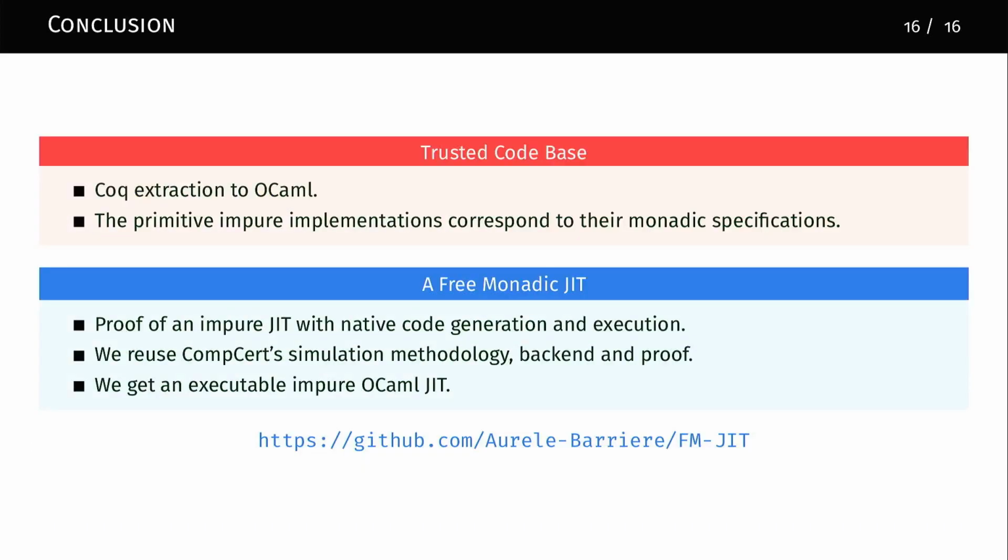In conclusion, we have added some things in our trusted code base because now for each of the primitives, we have to trust the state monadic specifications of them. But now we finally have a formally verified JIT that contains native code generation and execution in its formal model and in its correctness proof.